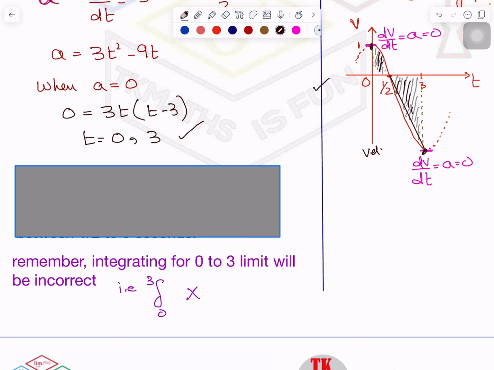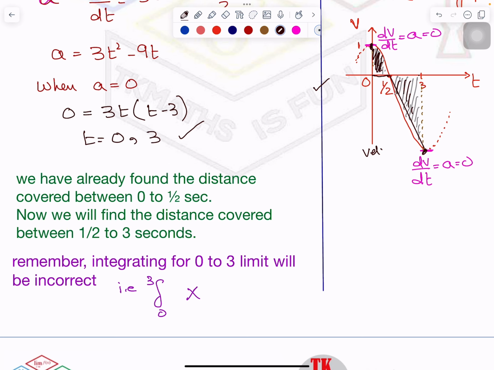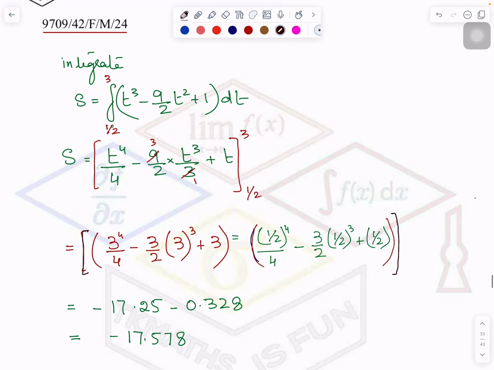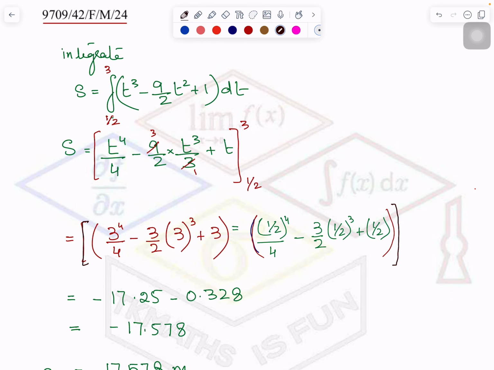So for 0 to half, you have already calculated this area, this distance, because in the velocity time graph, the area under the curve gives you the distance. So now what will you do? You will only do from half to 3. Yes or no? This is what I have written here, that the 0 to half second distance you have already calculated. So now you will do half to 3 and not 0 to 3. Don't make this mistake because it is split into 2 parts. You can't do it in one go. And that is the reason I have taken half to 3 here.